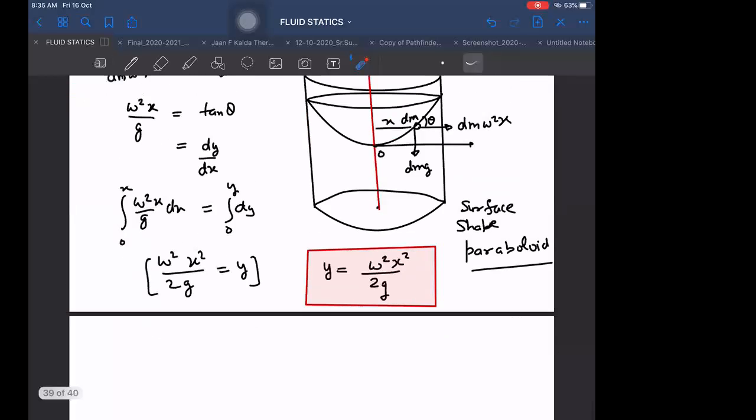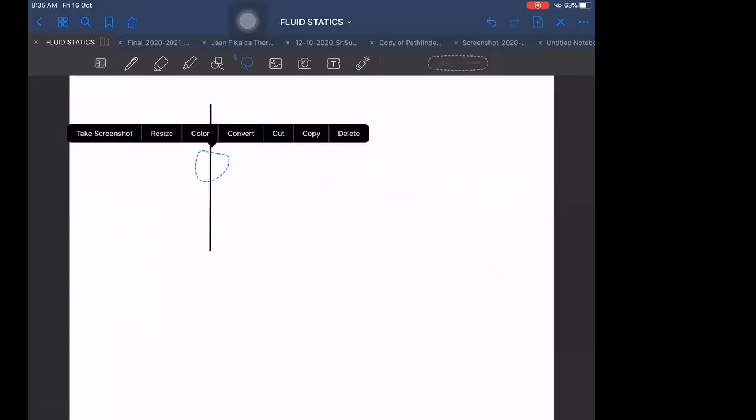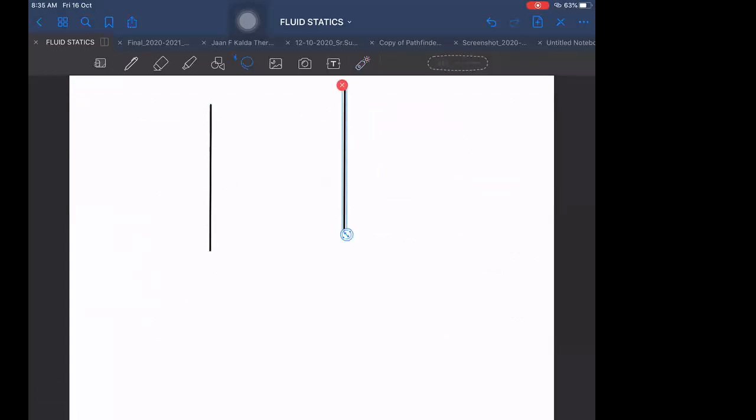Now, if you know the volume of a paraboloid, that can help you sometimes in such cases. They usually ask such questions based on this. Do you know what is the volume of a paraboloid?